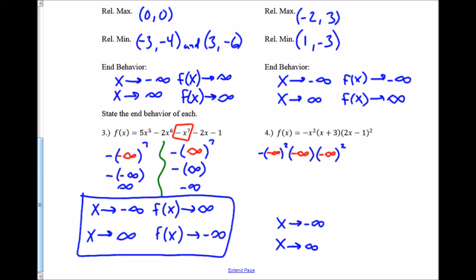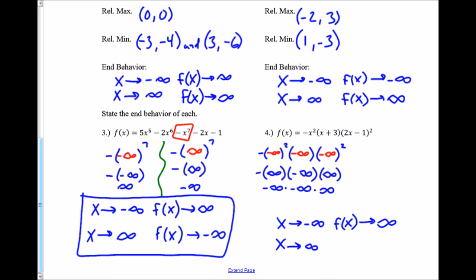If I look at this first one, negative infinity to the 2nd power is a positive infinity inside my parentheses. This is a negative infinity. And then, again, a negative infinity squared is going to be a positive infinity. So now what I have is a negative infinity times a negative infinity times a positive infinity. Negative times a negative is a positive, times another positive is also a positive. So f of x is going to positive infinity.